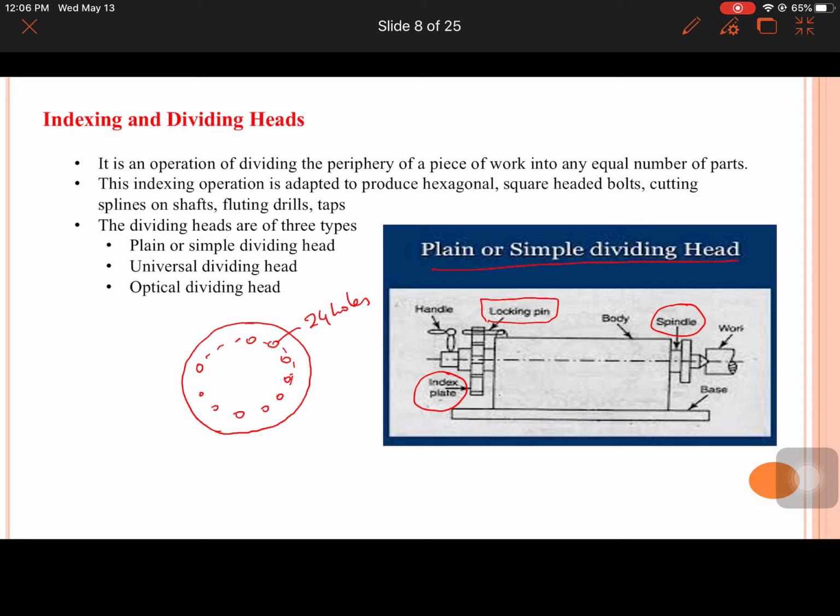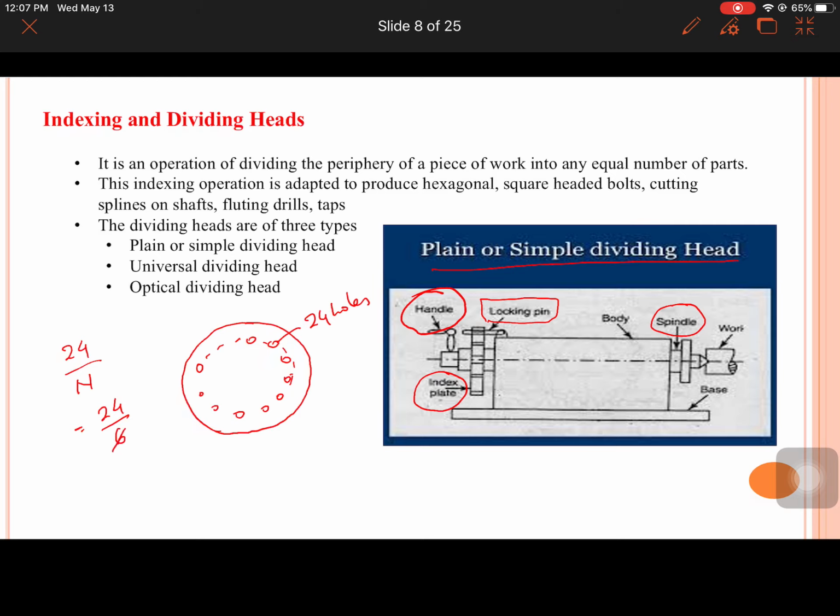If the locking pin is engaged with the index plate, then the entire shaft will be held at a particular location. If the locking pin is disengaged, then you can rotate the shaft by rotating this handle. Let us take the same example: if I want to achieve a hexagonal bolted surface on the cylindrical work part, how many divisions do I need to make on the peripheral surface? That is 6. So here the formula is 24 by n, where n is the number of divisions to be made on the peripheral surface.